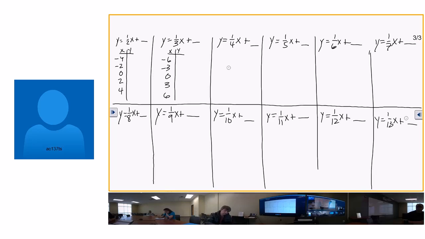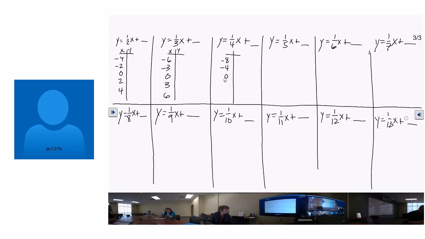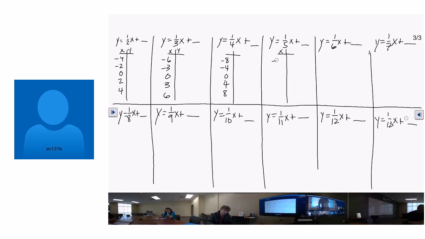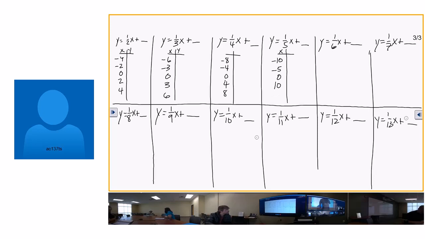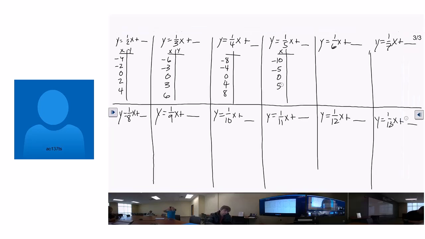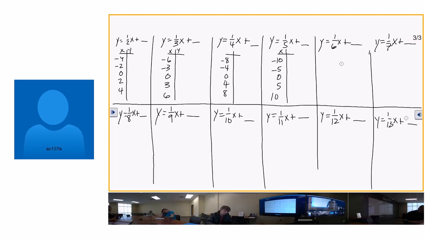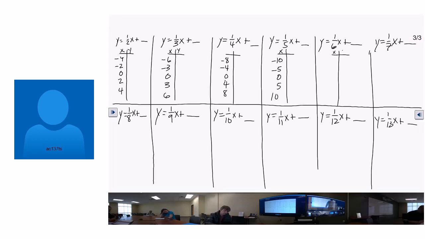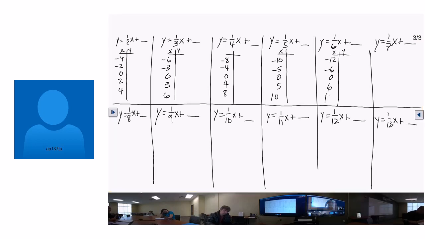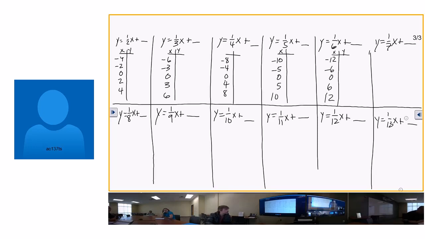What would this one be? -8, -4, 0, 4, and 8. What would this one be? -10, -5, 0, 5, and 10. What would this one be? -12, -6, 0, 6, and 12. Y'all should be grabbing onto the pattern by now.